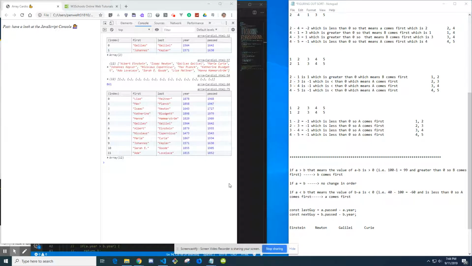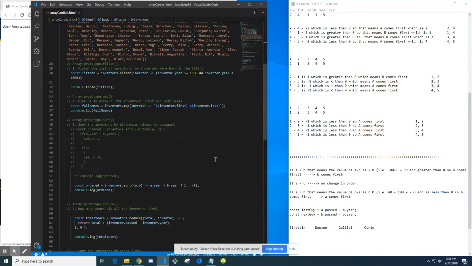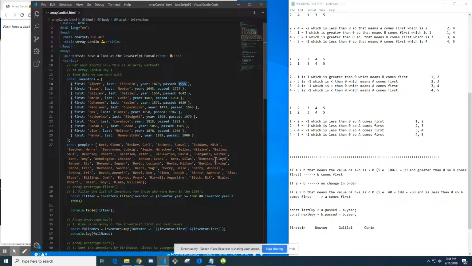So Einstein was born, what did we say? 1955. 1955 is when he died, I'm sorry. So we're looking at the year they passed minus the year he's born: 1955 minus 1879 equals 76. So Einstein was 76. Newton passed in 1727, minus 1643, equals 84.